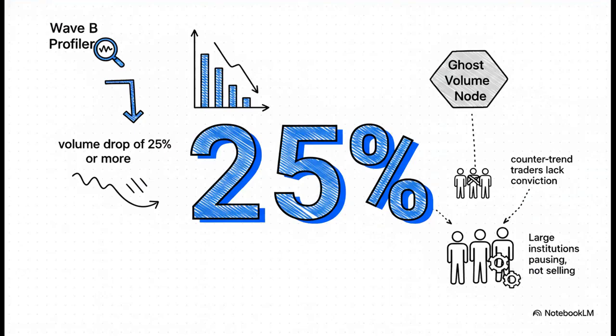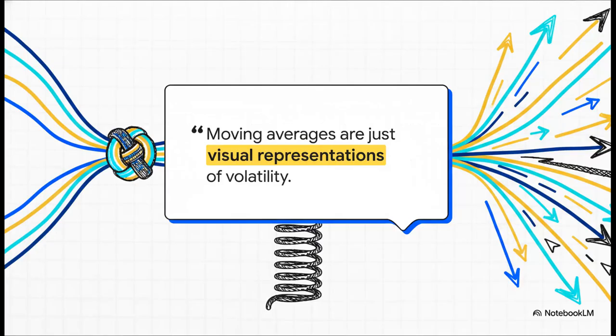That specific number right there, a volume drop of 25% or more below the 20-period average, is vital. When the wave-speed profiler detects a pullback, it's hunting for this exact threshold. If volume drops by 25%, the engine prints what's called a ghost volume node. It's visual, undeniable proof that counter-trend traders have lost their conviction and that large institutions are simply pausing. They aren't actually selling.